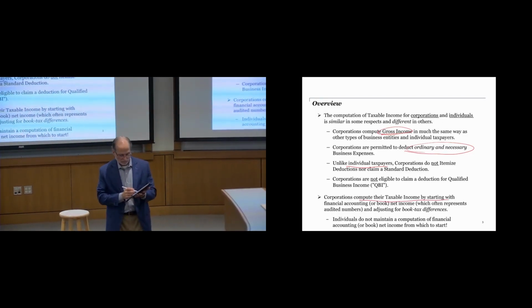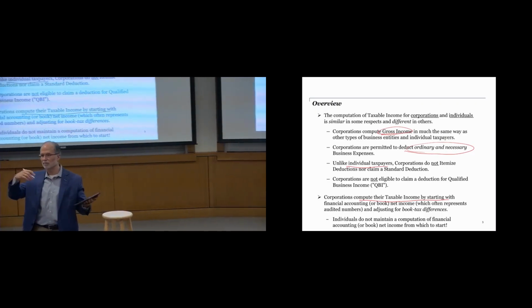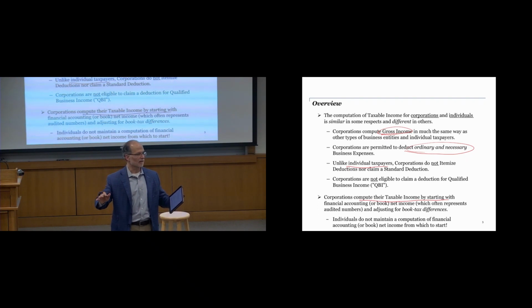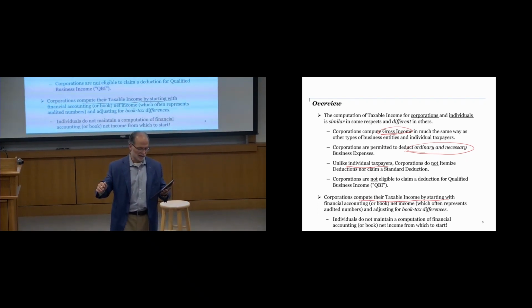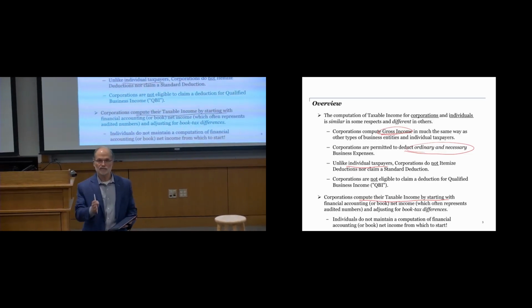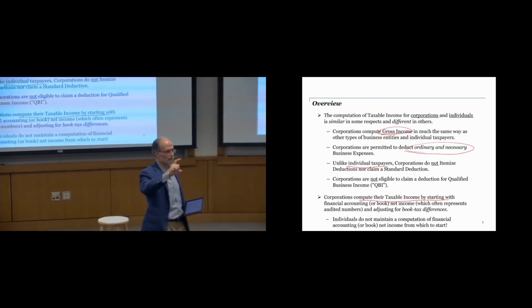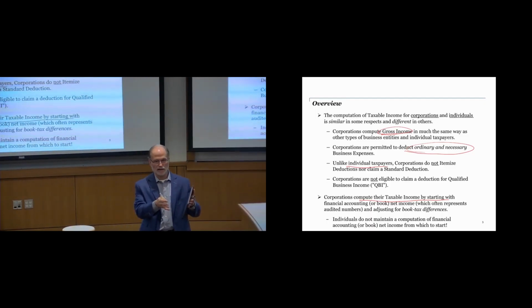Corporations compute their taxable income by starting with financial accounting, or book, net income, which often represents audited numbers. Again, when I say book or financial accounting, it's the same thing. So there is a base from which to start. I usually have a good starting point for taxable income by using your financial accounting numbers.